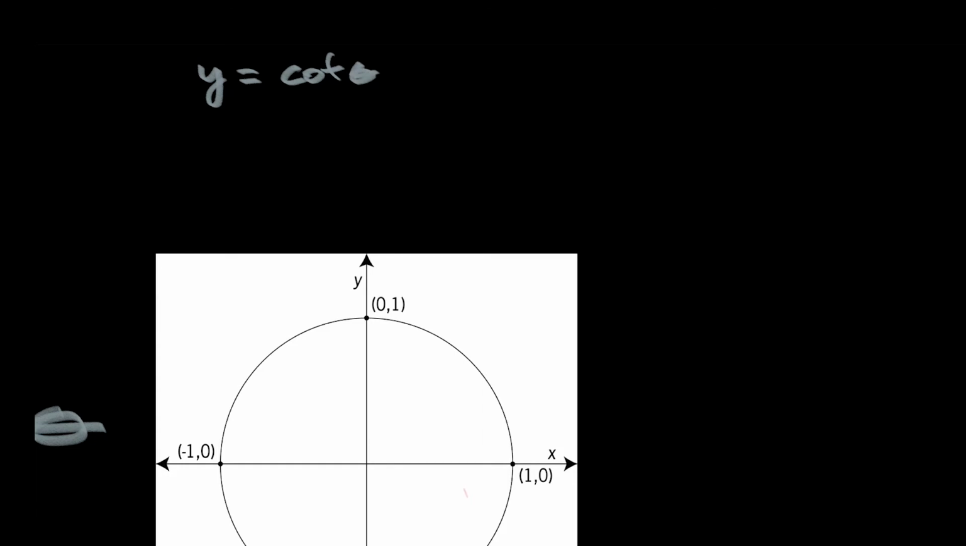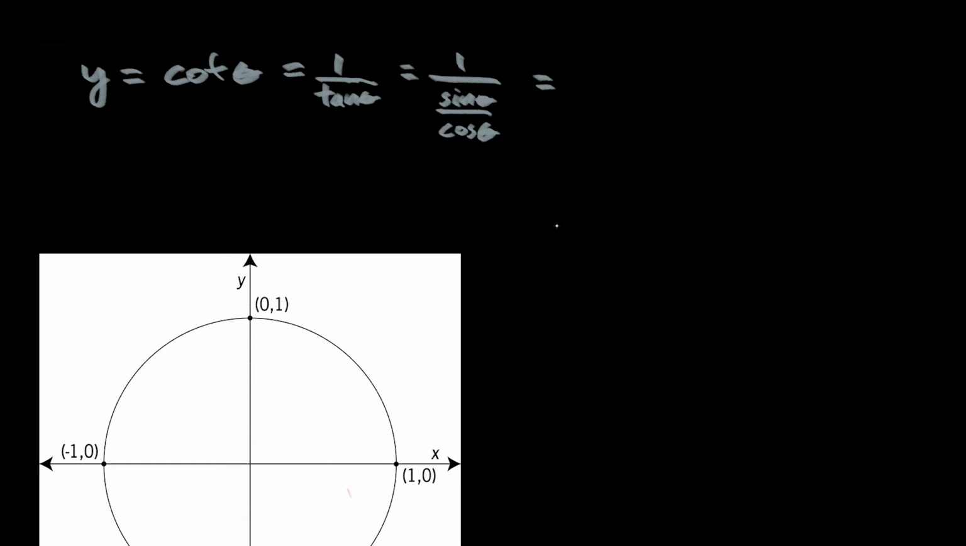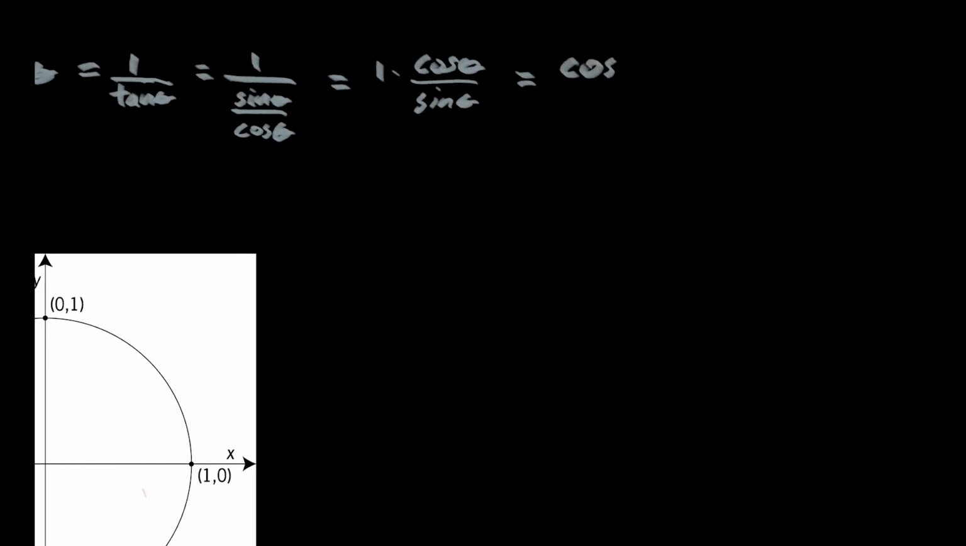theta, but the cotangent of theta is just equal to 1 over the tangent of theta. Alright? And that is just equal to 1 over sine theta over the cosine of theta. But that is just the same as multiplying by the reciprocal, so that's just equal to 1 times cosine of theta over the sine of theta, and this multiplication by 1 does nothing, so we just have the cosine of theta over the sine of theta.